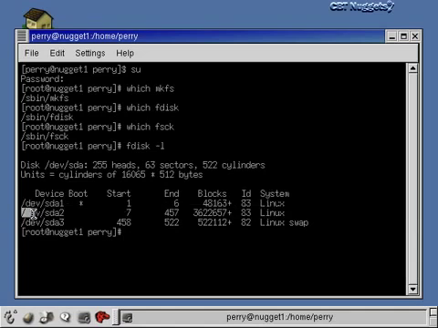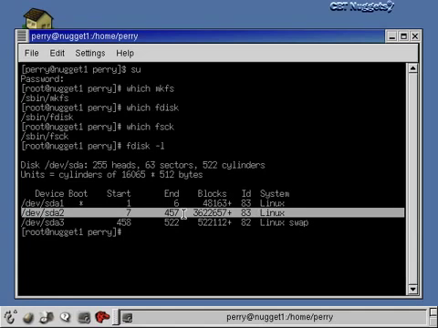The second partition here, sda2, is what I would call the main Linux partition. This is where all the user files are located, the log files, things like that. You can see the size of this partition is huge compared to the boot partition. It's probably 75 to 100 times larger than the boot partition.